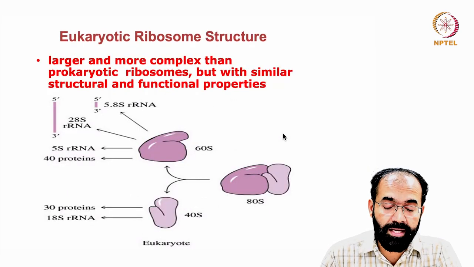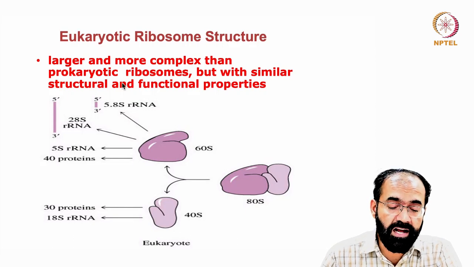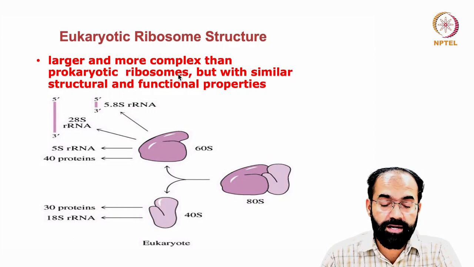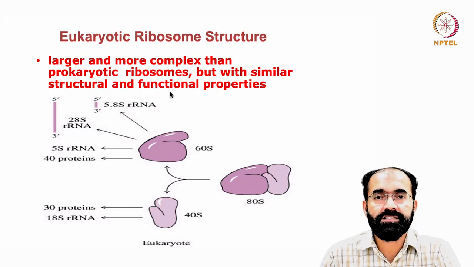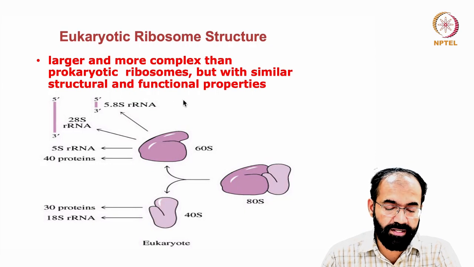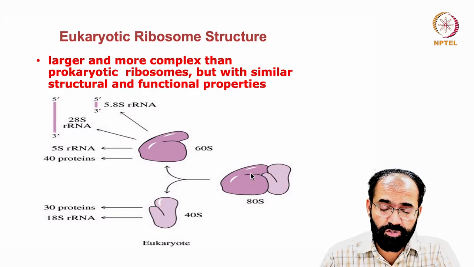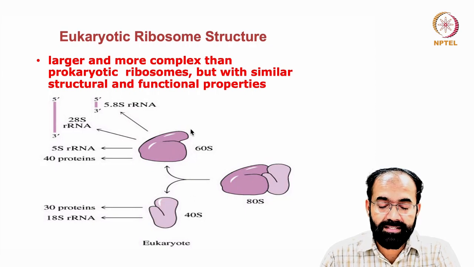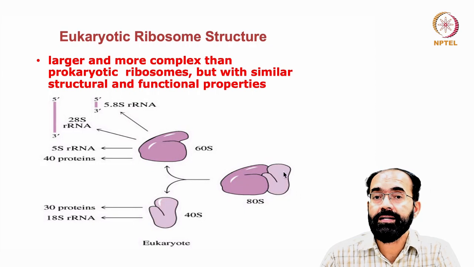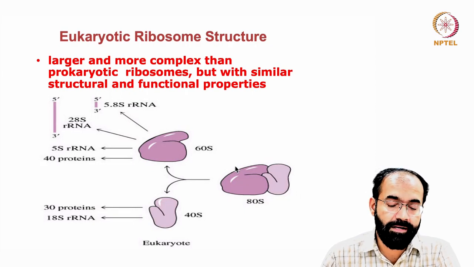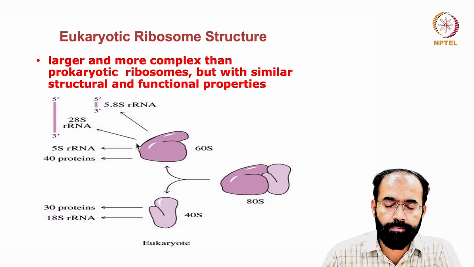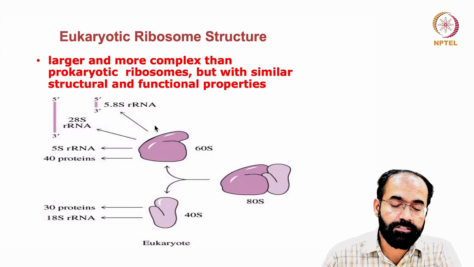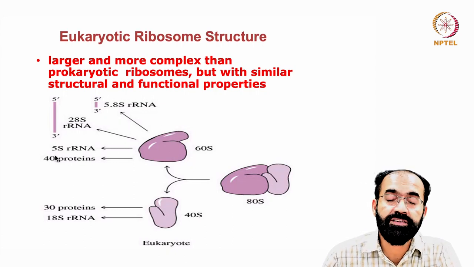In the same way, if you come to the eukaryotic ribosome structure, it is much larger and more complex than the prokaryotic ribosome, but it has similar structural features; it too has two subunits. In eukaryotes, it is called the 80S ribosome. It has two subunits, the 60S subunit and the 40S subunit. It is adding up to 100, but actually you won't get 100, you get only 80S because of the sedimentation effect. And the 60S ribosomal subunit can be further split into 5.8S, 28S, 5S ribosomal RNA and 40 different proteins.